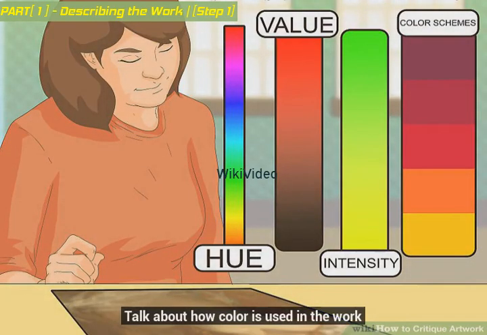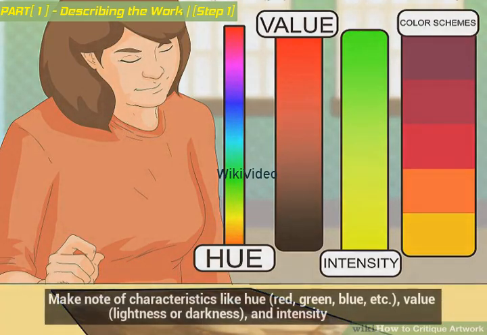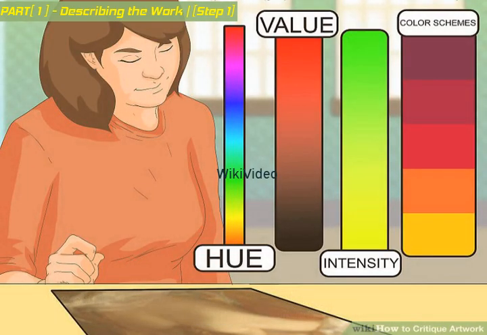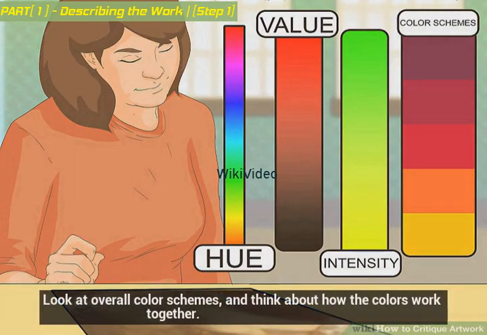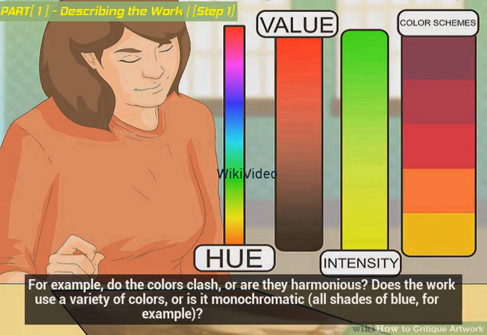Talk about how color is used in the work. Make note of characteristics like hue, red, green, blue, etc., value, lightness or darkness, and intensity. Look at overall color schemes, and think about how the colors work together. For example, do the colors clash, or are they harmonious? Does the work use a variety of colors, or is it monochromatic, all shades of blue, for example?